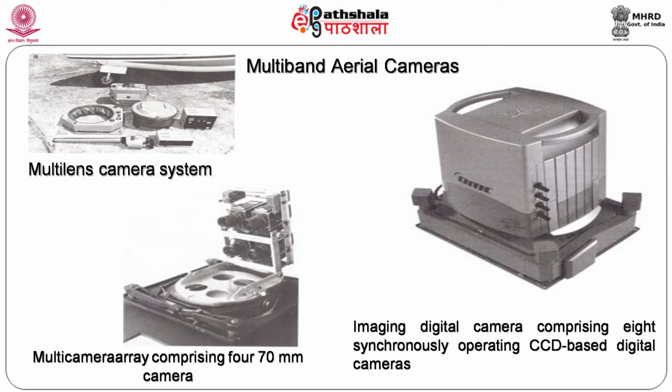Yes, I was talking to you about multi-band aerial cameras, wherein you have a multi-lens camera system. You have two lenses used here, and then a multi-camera array comprising four 70mm cameras. You see here, 1, 2, 3, 4 of them are 70mm in nature. Of course, you also have a simple example of a digital camera, which will have as many as 8 synchronously operating CCDs, charge coupled device based digital cameras.